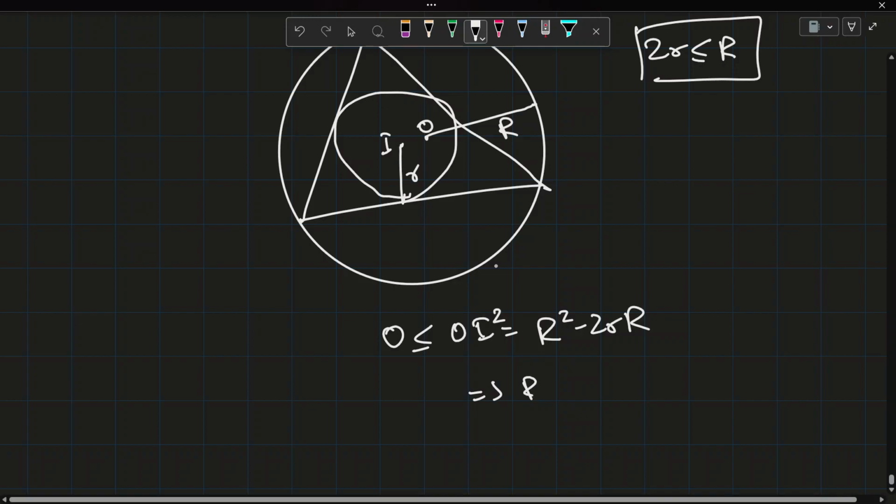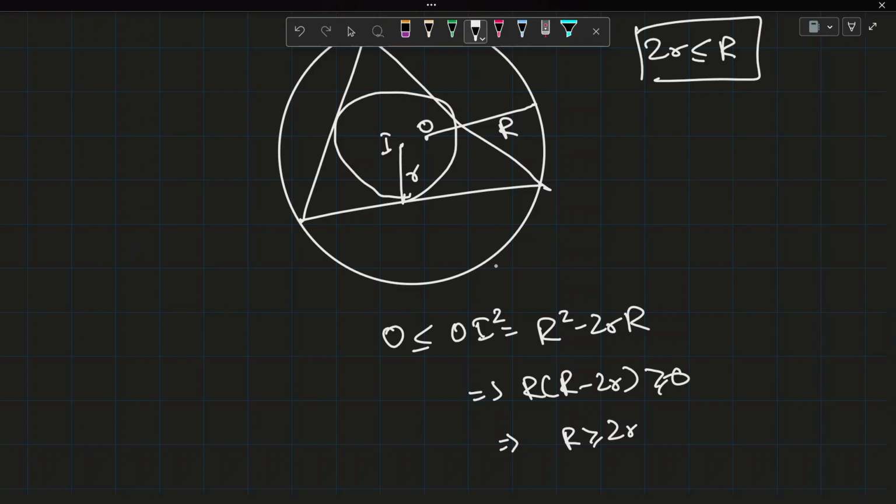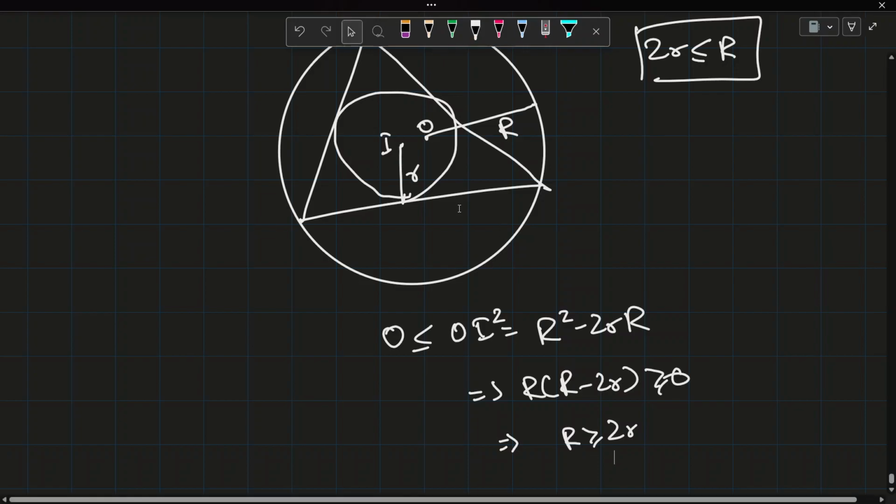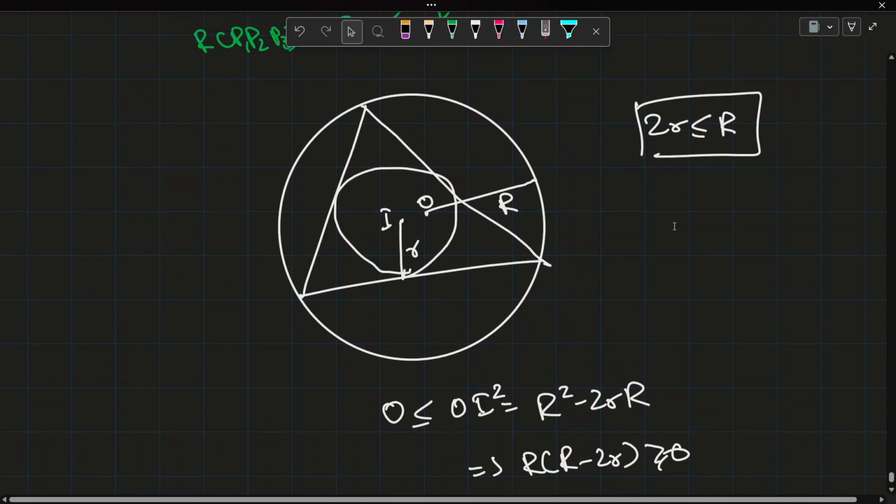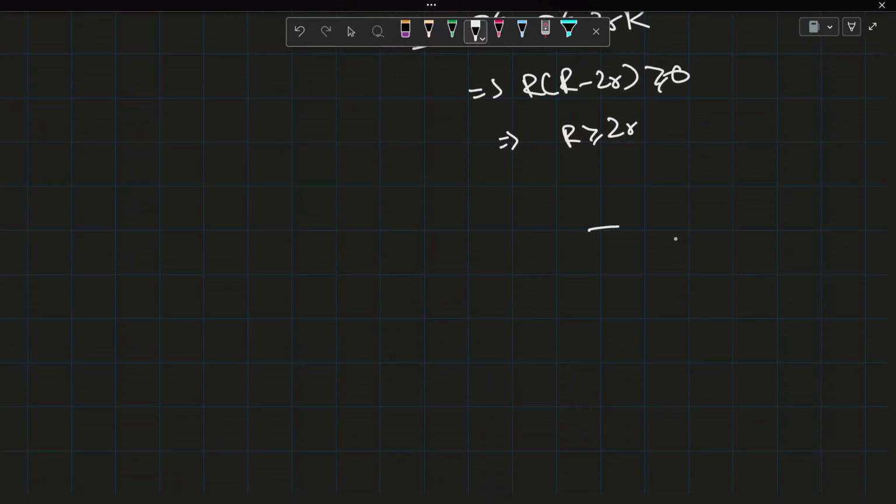So this means that R into R minus 2r is greater than or equal to 0, or in particular this means that R is greater than or equal to 2r. This is a very well known inequality, that OI squared equals R squared minus 2Rr, and you can look it up on the internet to find a proof of this as well. So this basically proves that 2r is less than or equal to R, and we are done with the problem.